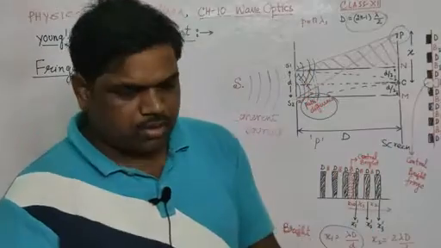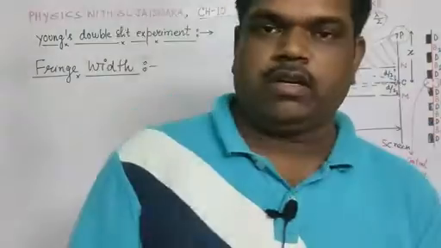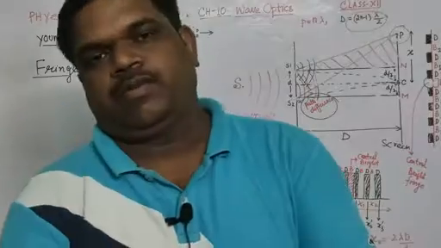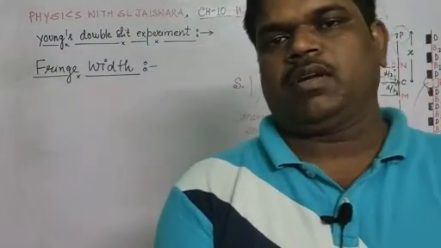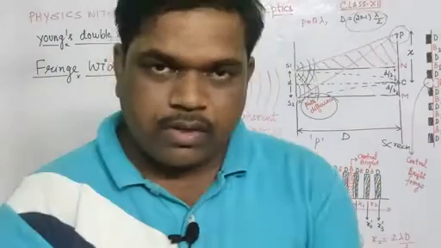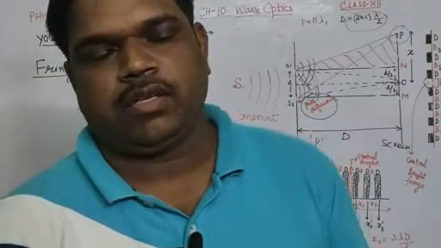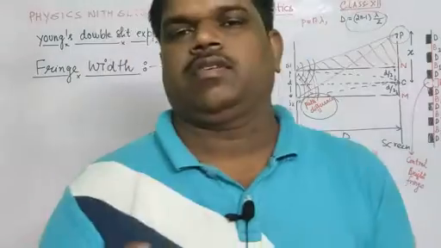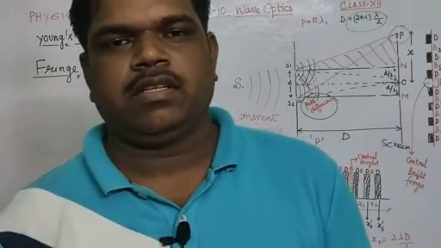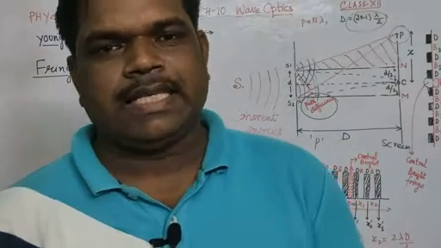Very good morning, children. Today we'll discuss how we can calculate fringe width in Young's double slit experiment. First of all, we must be familiar with what we mean by fringe width. What is the width of a bright fringe, and what is the width of a dark fringe? Is there any difference between the magnitude of the width of a bright fringe and the width of a dark fringe, or is the width the same in both cases?